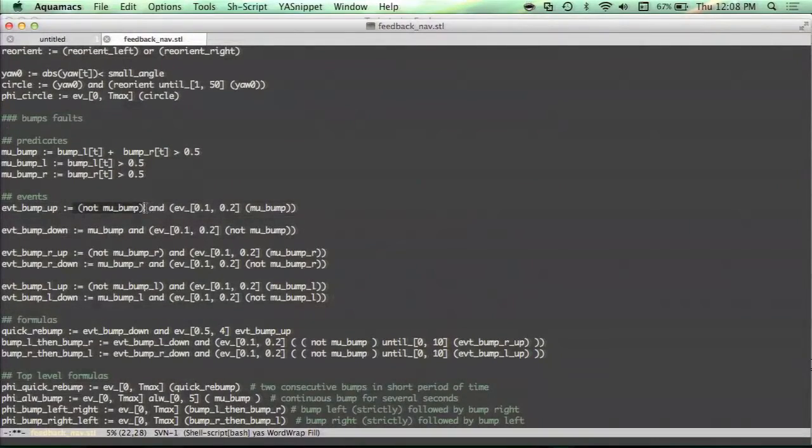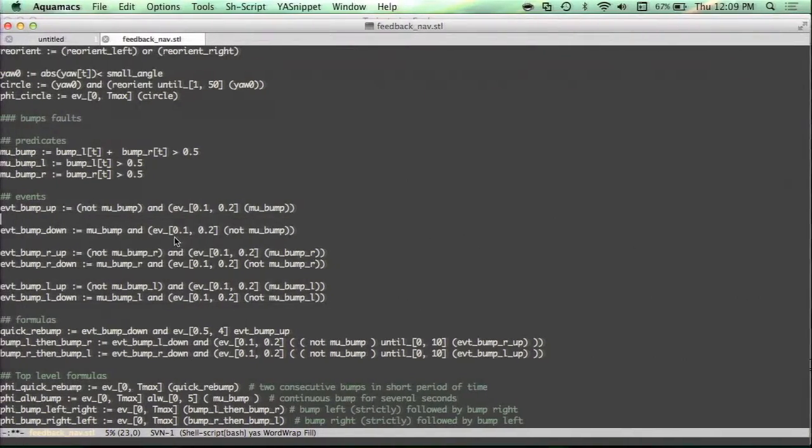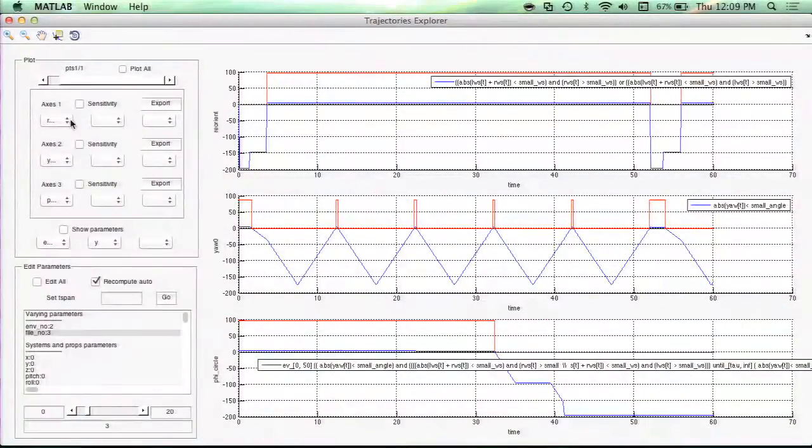Then you combine. I could have made an OR here, but this works too. Now for the event bump up, you have not bump up at some point in time, and after 0.1 second, you get bump is true. This is a relatively safe way to encode, but you have to pick those parameters carefully, depending on the time scales of your system.